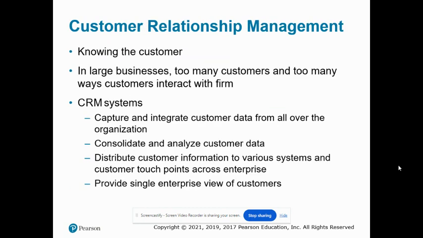Now we introduce the concept of customer relationship management as a key function of the business and use of CRM systems to provide a single place to consolidate and analyze data about the customer. Can you think of examples of the different types of customer data that would be captured by a firm? What types of valuable information does the firm need to know about its customers? Who are the most profitable? Who are the most loyal?